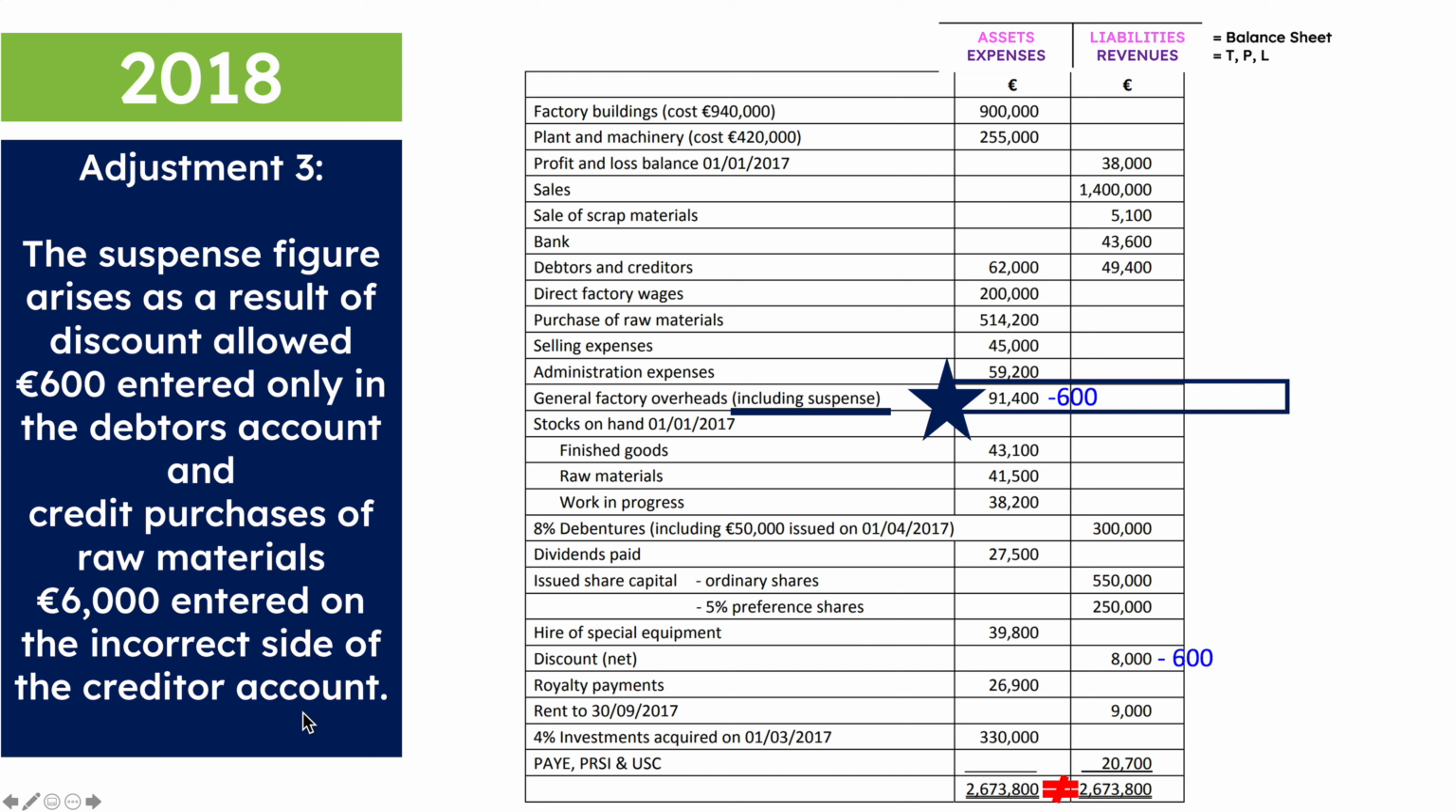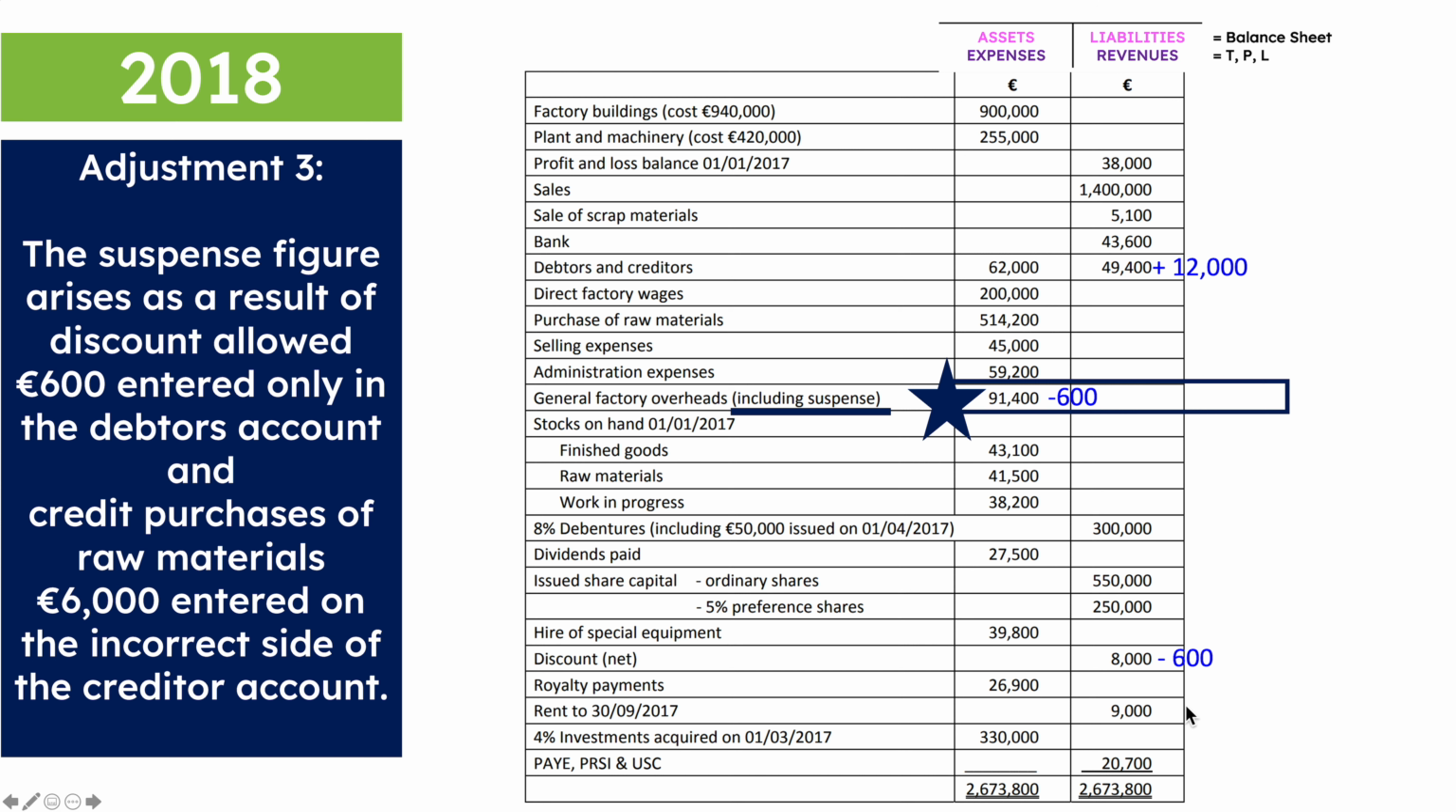So what I need to do when I buy goods on credit from a creditor, I would need to put 6,000 on the credit side. But this is saying to me that I put 6,000 on the debit side. So to fix that, I would need to add 12,000 to my creditor figure. One of those 6,000 is cancelling out the 6,000 on the debit side, and one of the 6,000 is actually recording the credit purchase.